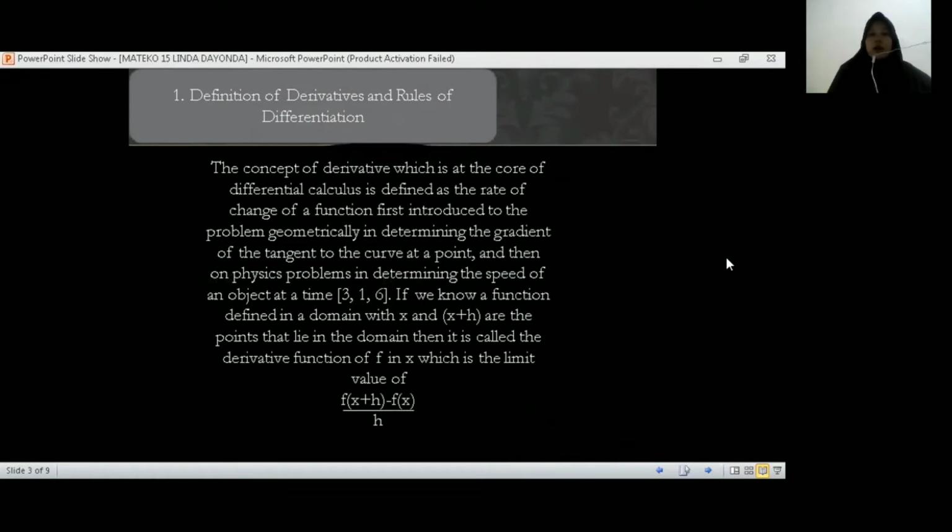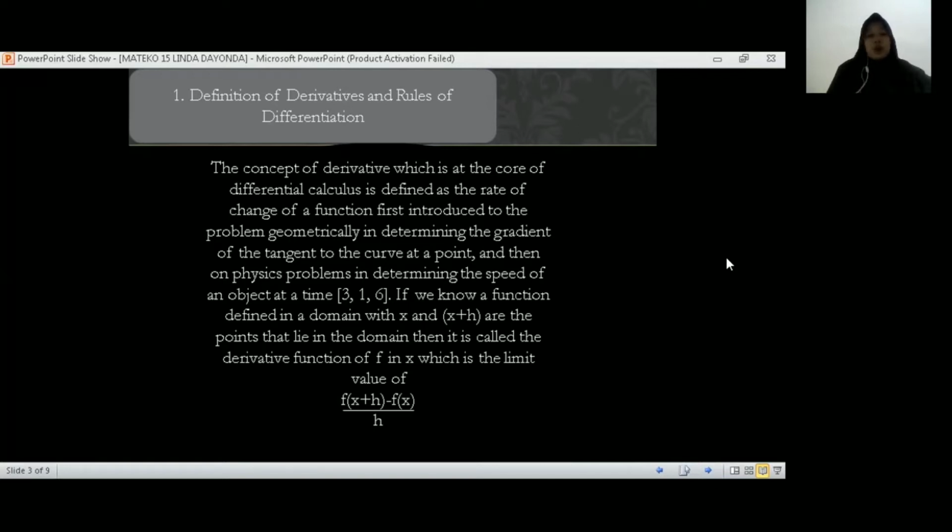Number one, definition of derivative and rules of differentiation. The concept of derivative, which is at the core of differential calculus, is defined as the rate of change of a function. It was first introduced to solve the geometrical problem of determining the gradient of the tangent to the curve at a point, and the physics problem of determining the speed of an object at a given time.